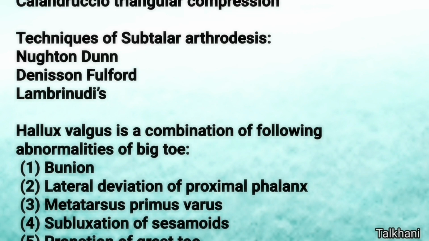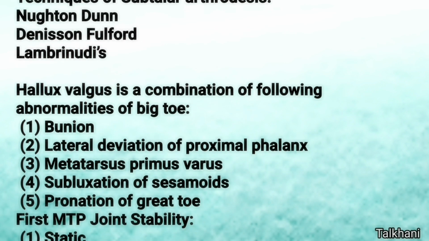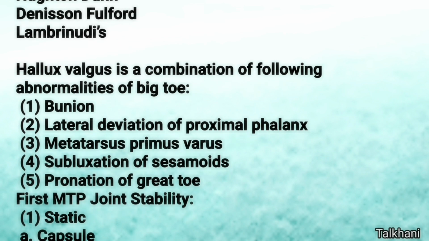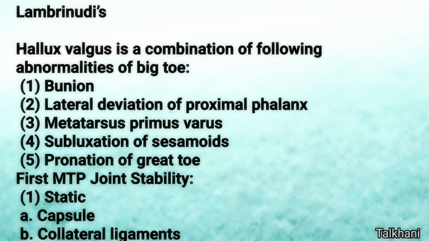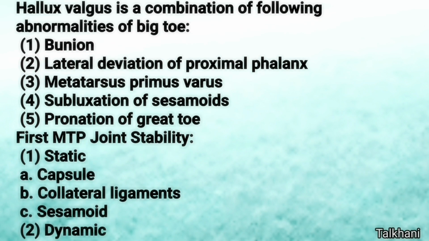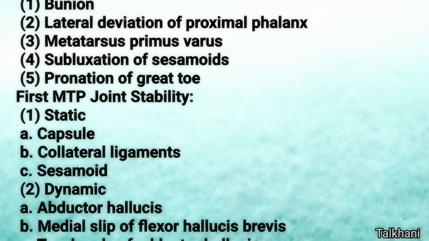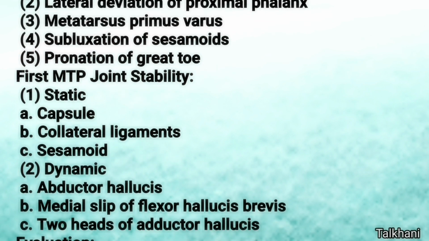Hallux valgus is a combination of following abnormalities of big toe. Number 1, bunion. Number 2, lateral deviation of proximal phalanx. Number 3, metatarsus primus varus. Number 4, subluxation of sesamoids. Number 5, pronation of great toe.